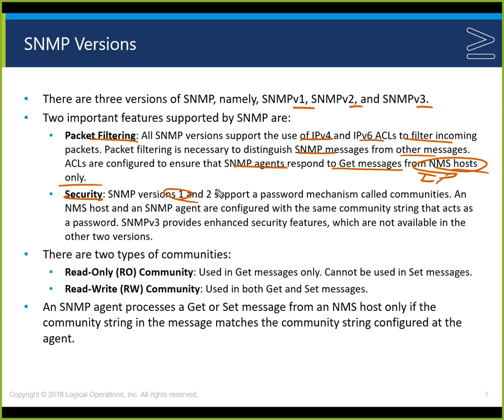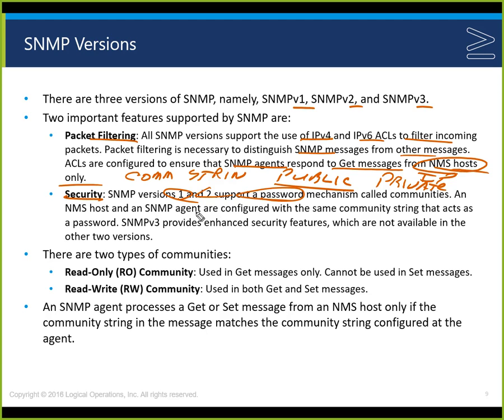Security, versions 1 and 2. They use a password. They use a community string, and there are 2 community strings. You can change it, but the defaults are public for read-only and private for read-write. And these are clear text. If you can see the traffic in a Wireshark, you can read the community string. And again, public and private are the defaults. We can change those if we want to.